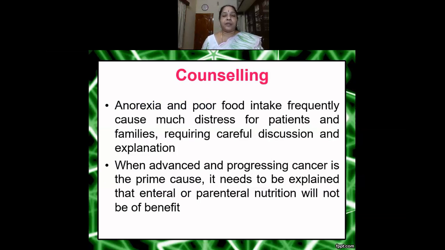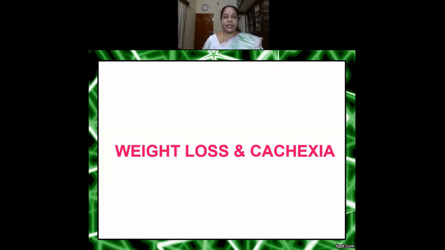So such explanation should be given, and they should be given appropriate counseling. Counseling in anorexia is a very important component. Anorexia and poor food intake frequently cause distress for the patients and the families, and therefore require careful discussion and explanation. So the patient has to be explained about the importance of consuming a healthy, balanced diet. When advanced and progressing cancer is the cause for anorexia, it needs to be explained that enteral or parenteral nutrition will not be of benefit. So in advanced cases of cancer, they have to be explained that they have to consume the food, and parenteral nutrition alone is not sufficient.